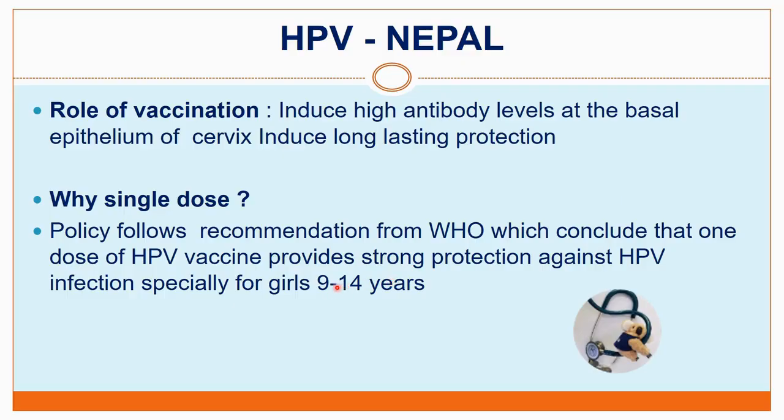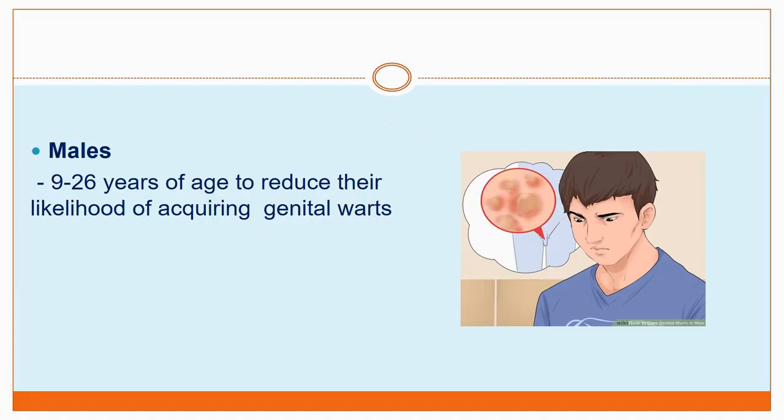But in general, the target population is up to 25 years. For them, 3 doses are required. So this is the reason in Nepal we are giving only 1 dose, a single dose. Even males 9 to 26 years can use this vaccine to reduce their likelihood of acquiring genital warts.